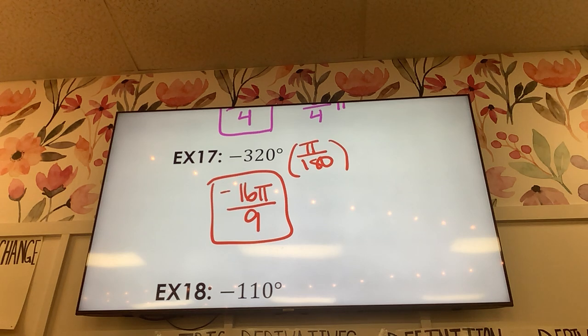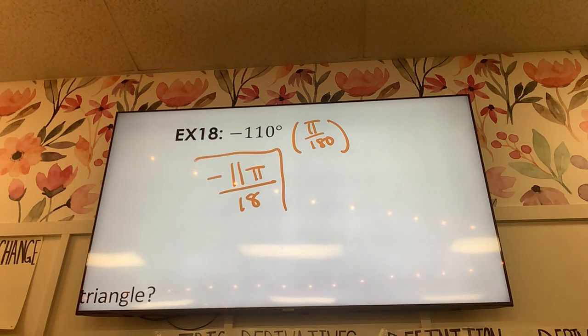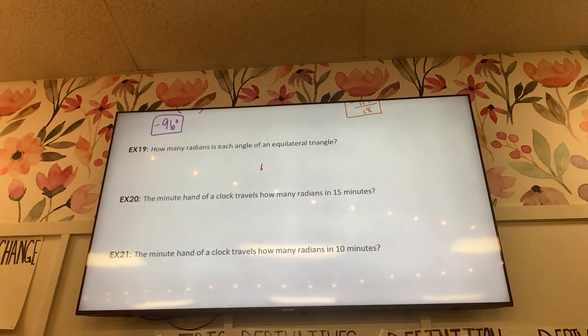Does that make sense? All right, and so then the last one here, we're going to multiply by pi over 180. Nothing different. Negative 11 pi over 18. That one's not too bad to simplify because the zeros just cancel. Okay, so that is changing from degrees to radians and radians to degrees. So now let's talk about these word problem questions.